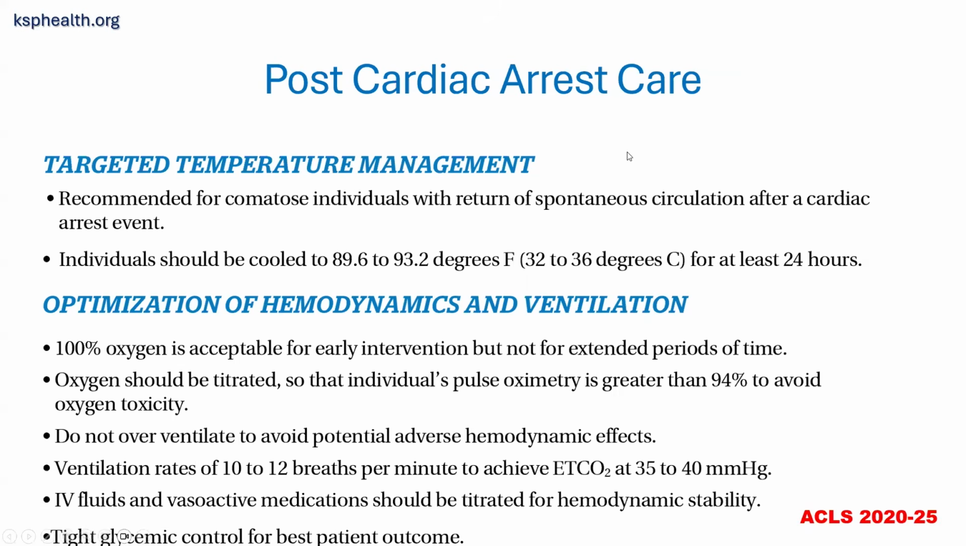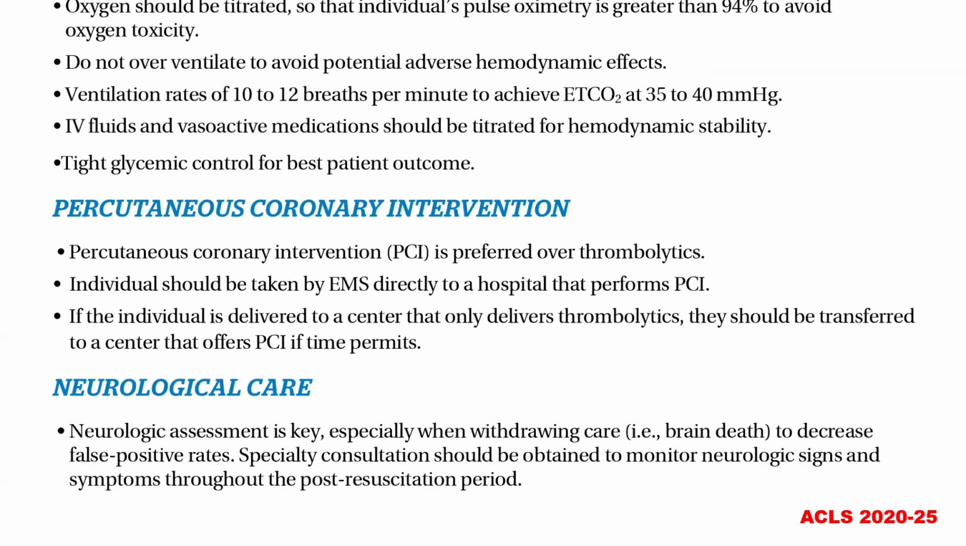Second, optimize hemodynamics and ventilation. 100% oxygen is acceptable for early intervention, but should not be given for a long period of time. Oxygen should be titrated so that the individual's pulse oximetry is greater than 94% to avoid oxygen toxicity. Do not overventilate to avoid potential adverse hemodynamic effects. Ventilation rates 10 to 12 breaths per minute for adults, to achieve end-tidal CO2 between 35 to 40. IV fluids and vasoactive medications should be titrated for hemodynamic stability.